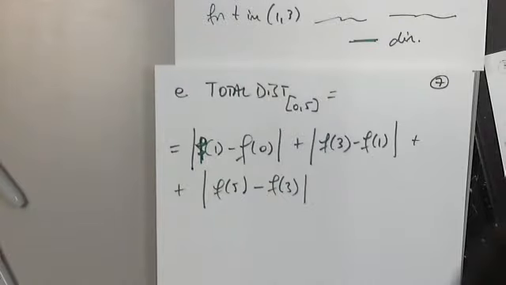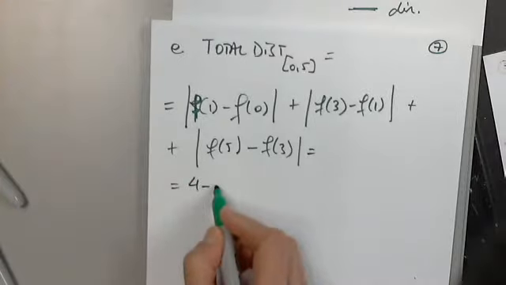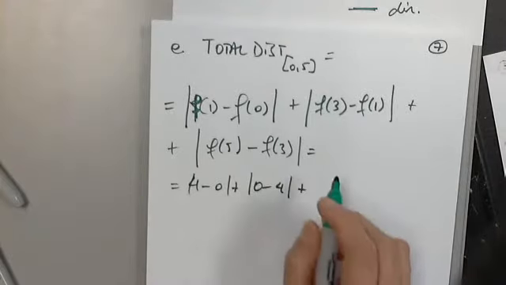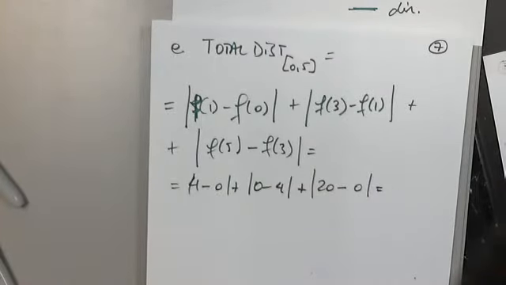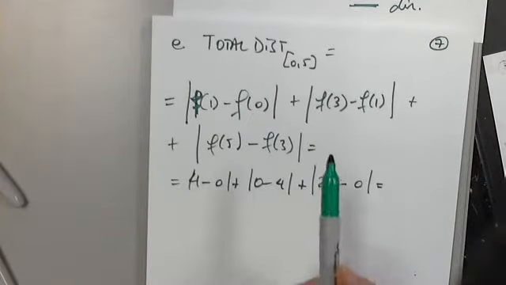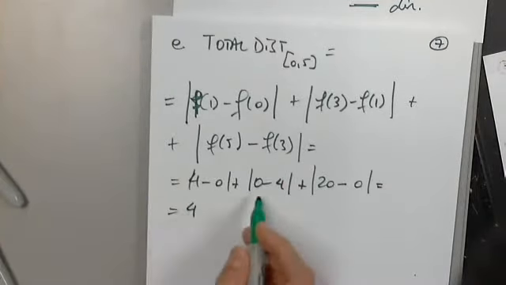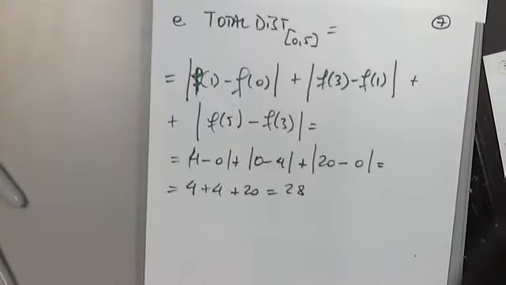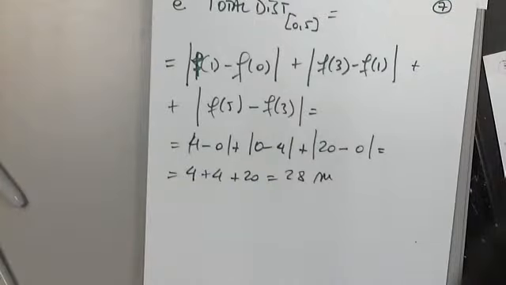So then I'll go back and copy f of 1. So it's 4 minus 0, plus the absolute value of 0 minus 4, plus the absolute value of 20 minus 0. The absolute value of 4 is 4, the absolute value of negative 4 is 4, the absolute value of 20 is 20, so 28. Measurement unit? Meters. Very good. It's a total distance. Perfect. Thank you.